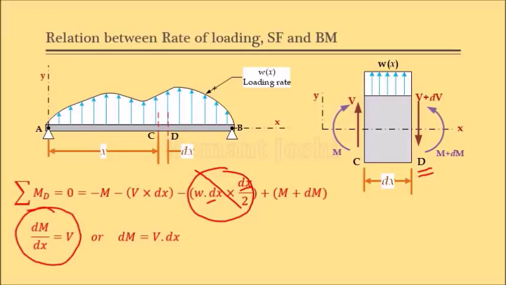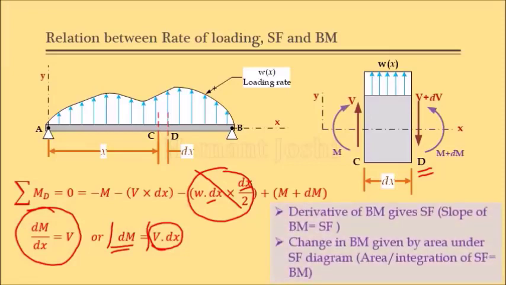dM/dx equals V, that means the derivative of bending moment gives the value of the shear force. By transferring the variables and taking the integral, one can understand that the area of the shear diagram is nothing but the change in the bending moment. So these two relations are important here.